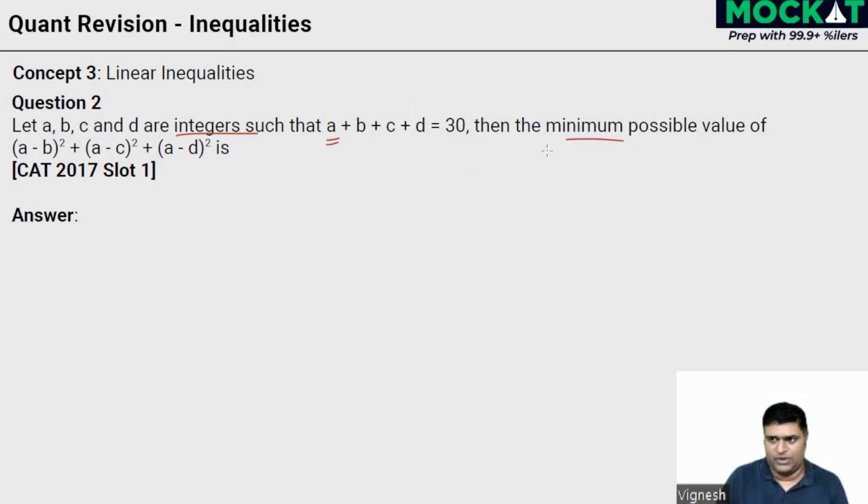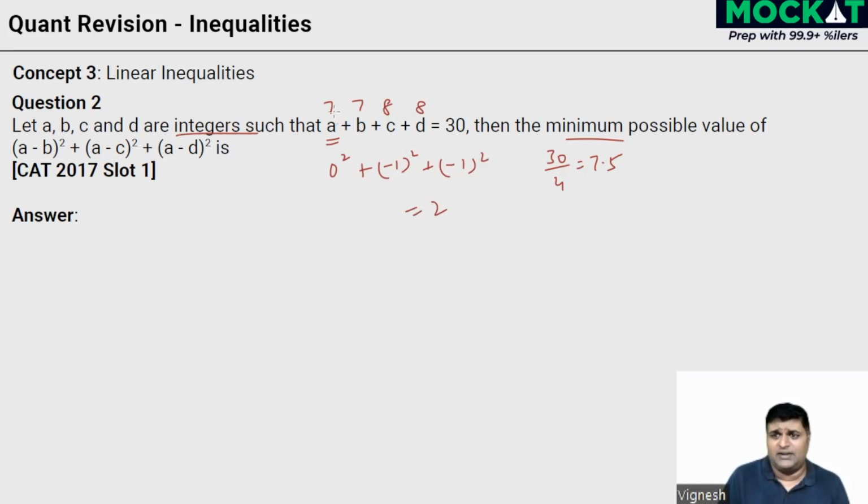30 is the sum of 4 numbers. So 30 by 4, what's the average? 7.5. So let's put some of them as 7s and some of them as 8s. That's it. 7, 7, 8, 8 will add up to 30. They're the closest you can have. So (A minus B) whole square is 0 square, plus (A minus C) whole square is minus 1 whole square, and then A minus D is minus 1 whole square, and that's coming to 2.